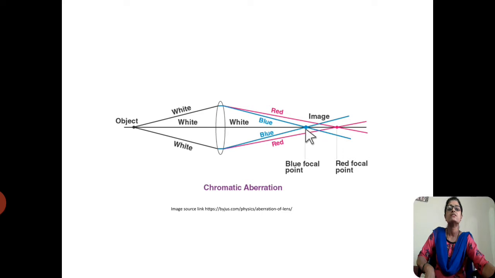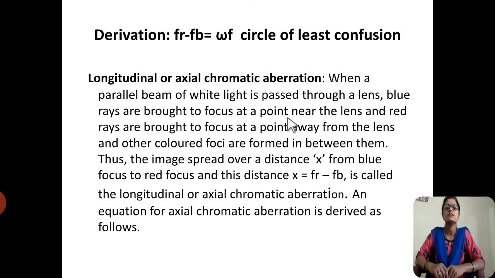So here we have to consider red and blue rays. The blue is nearer to the lens and red is farther from the lens. Therefore, in between the blue and red, the image of the object will be formed, and this distance is known as the circle of least confusion, and this is also known as chromatic aberration. Now we have to derive the main theme of today's content, that is the derivation of FR minus FB equals omega F, that is the circle of least confusion.